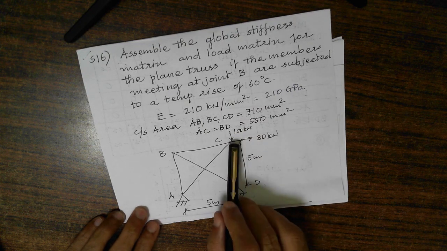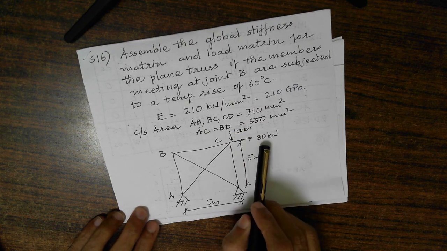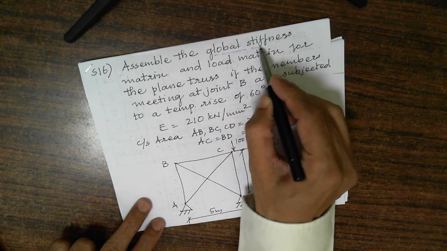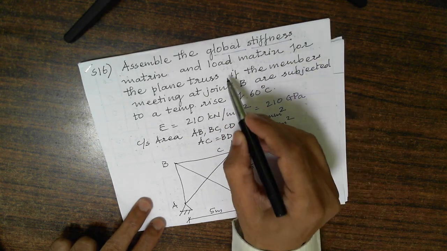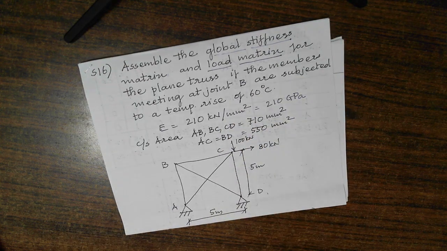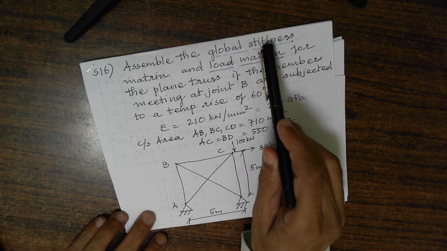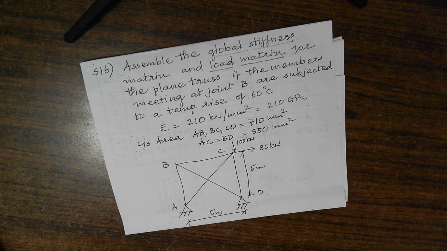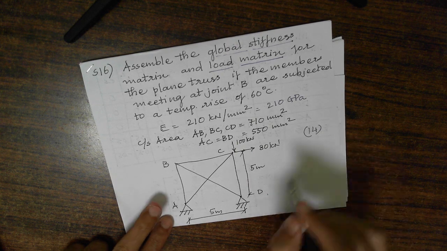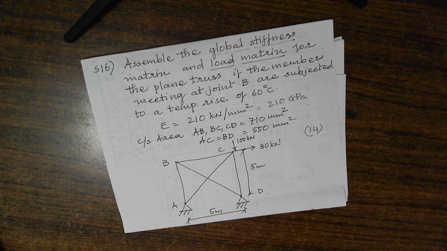This is the geometry, with 2 loads, 100 kilonewton and 80 kilonewton, acting. It is asked to assemble the global stiffness matrix and load matrix only. So we have to stop at this particular step. I must mention that this numerical was there for full 14 marks. This is the numerical that was asked in the summer 16 examination for temperature stress or lack of fit.